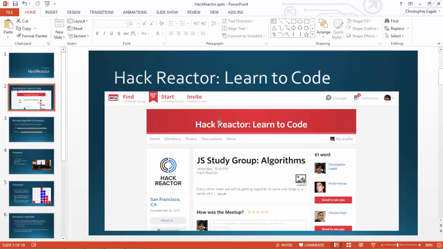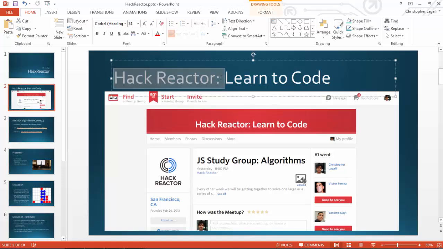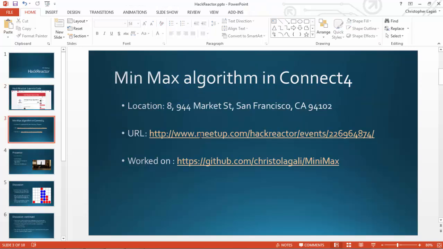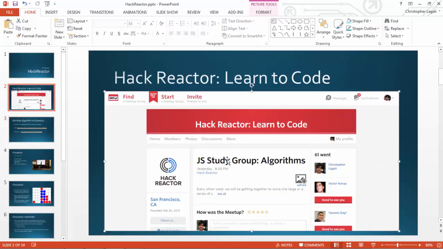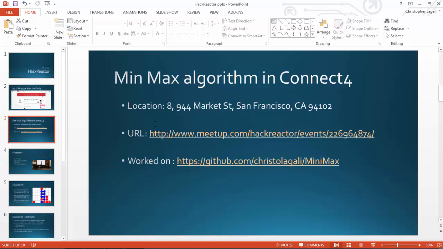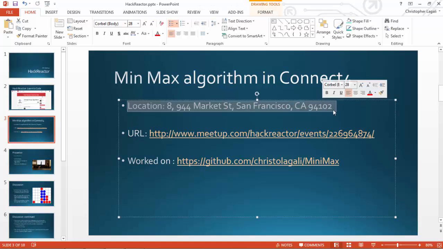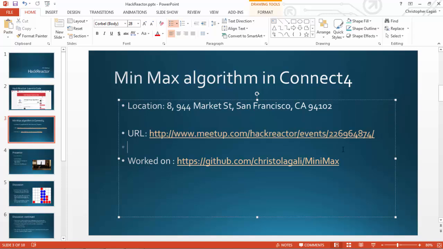I joined a meetup called Hack Reactor, and these guys are located on Powell Street. As you can see, this is the URL. This is their website where I was invited, and that's me here who went for it. So you will find them on Powell Street. This is the full address, and you can find them at this URL here.